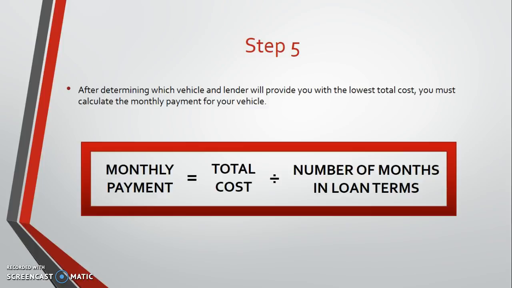So in the example previous, we had that the total cost of the vehicle was $1,368, and we said that the loan terms were 48 months. So $1,368 divided by 48 months equals a monthly payment of $28.50.